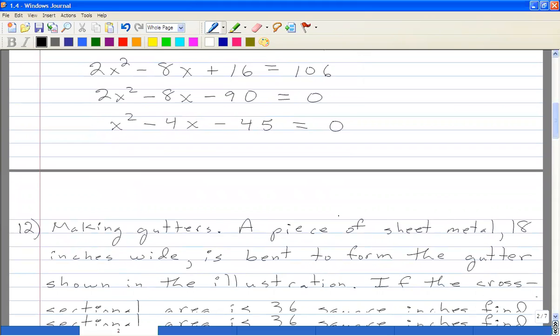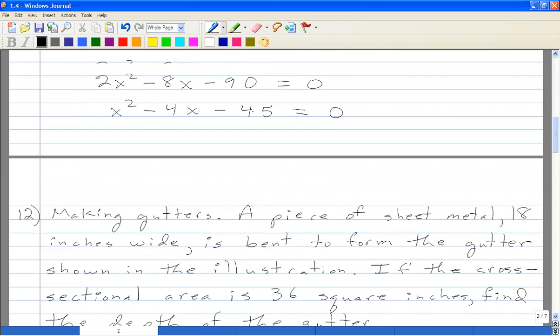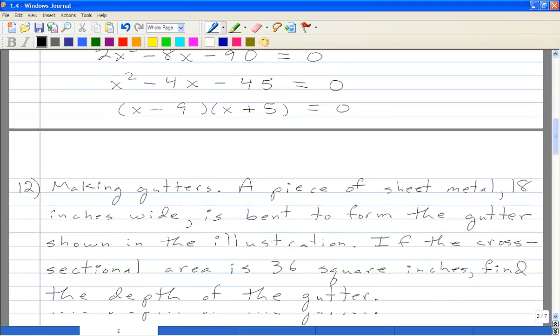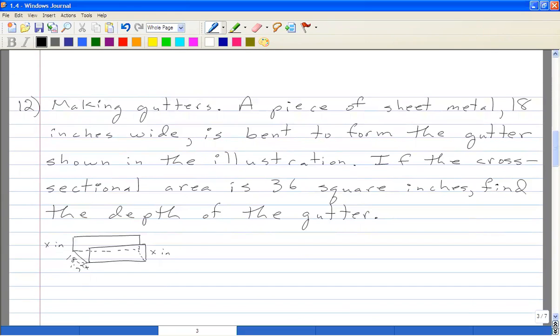Let's factor. Well, this is a monic quadratic trinomial. So I can factor this as x minus, and I drop down the minus, minus times minus is plus. I want two whole numbers whose product is 45, whose difference is 4: 9 and 5, and put the larger factor first. So let's solve this.